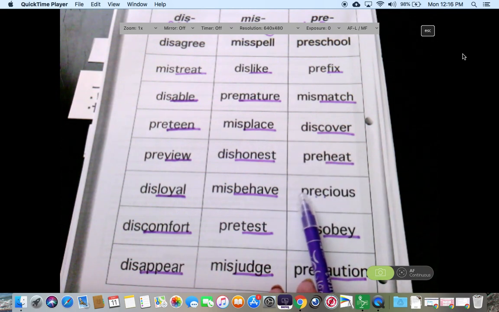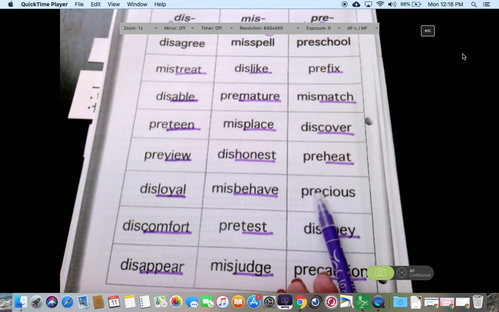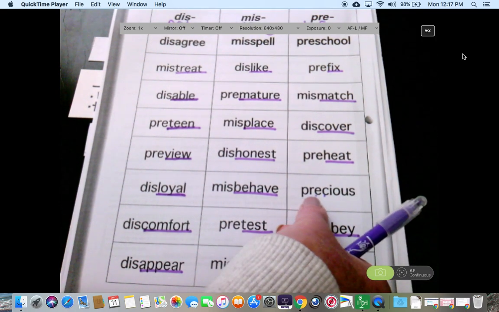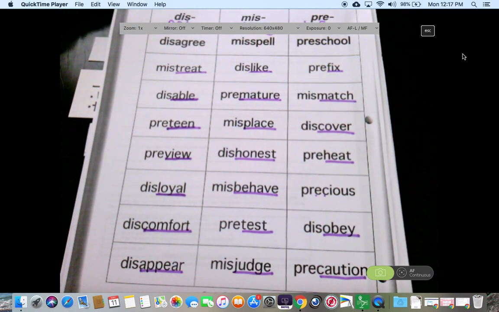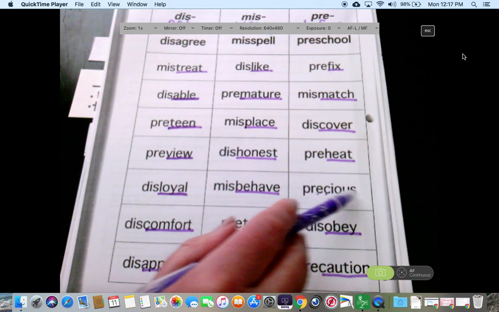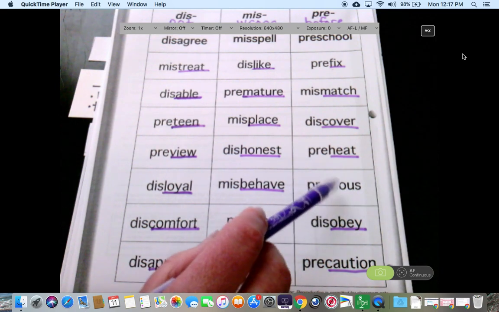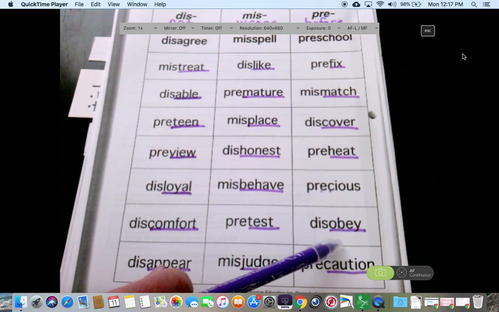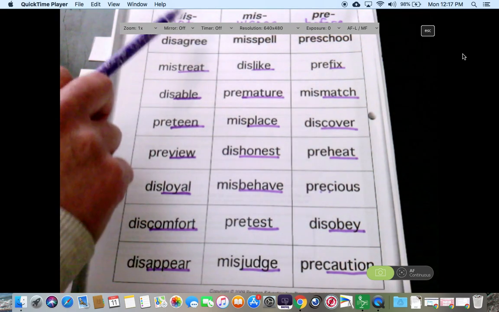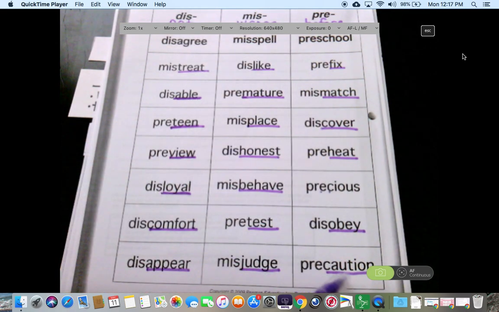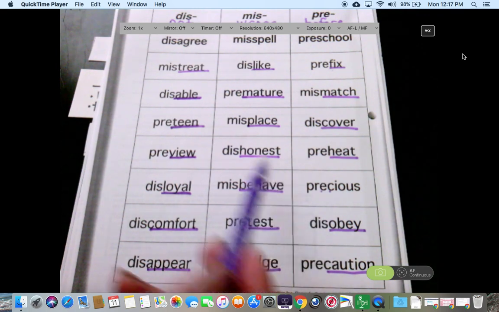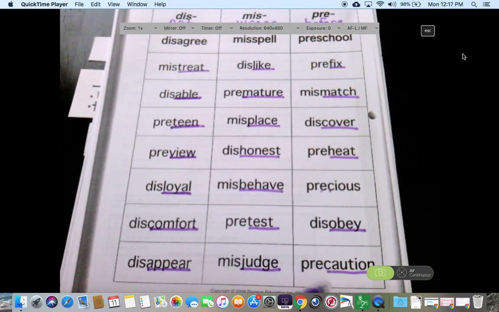Let's look at this word here. Precious. In this case, the PRE is not functioning as a prefix. It is functioning just as letters that are part of spelling the word. So this word is precious, and this will be our oddball. Disobey. Obey means to do what you're supposed to be doing, and to disobey means to not do that, or do the opposite. And precaution. Caution, as you know, is to be very careful. To take a precaution is to put things in place so that an accident is less likely to happen.